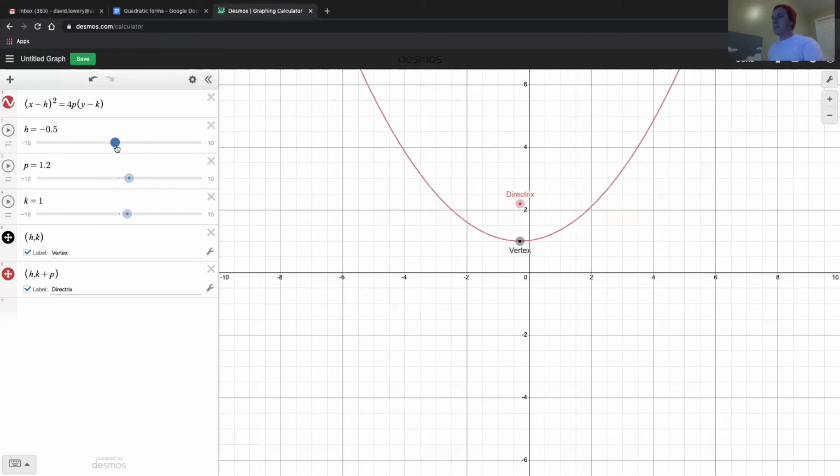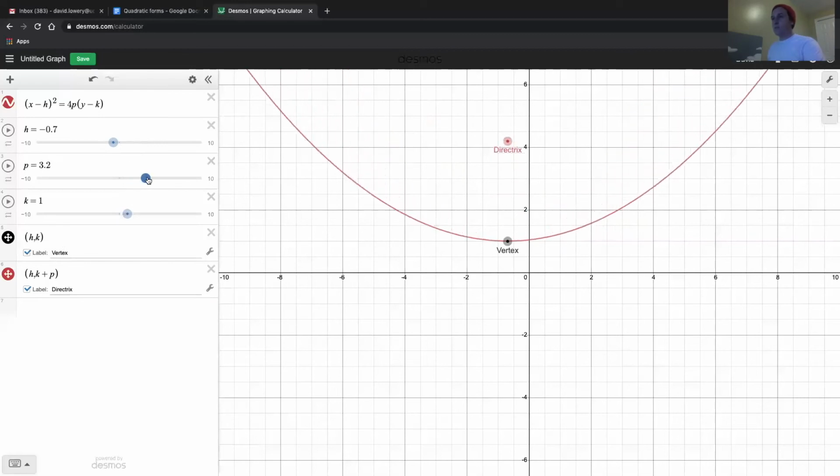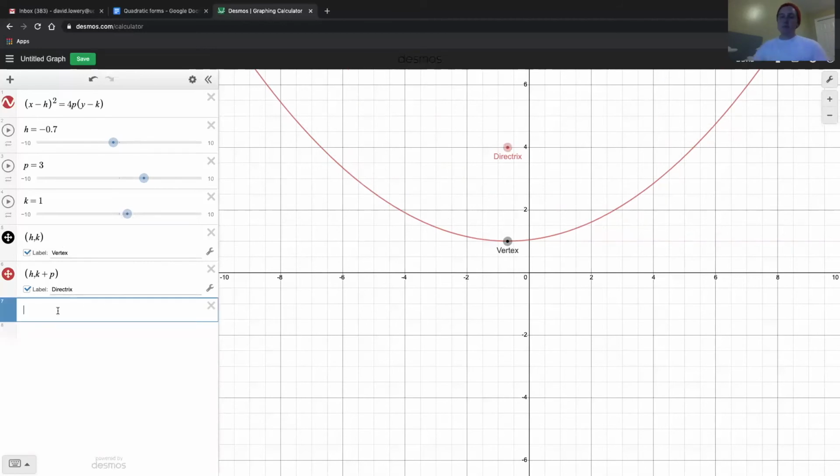It's always going to be p away from the vertex. So this distance right here from the vertex to directrix is called p. If I want to set it at 1, notice they are 1 apart now. This would be 1 and this is 2. If I want to set p at 5, let's go 3 actually, so I'm not off my graph. Now it's 1, 2, 3 away. Kind of cool.